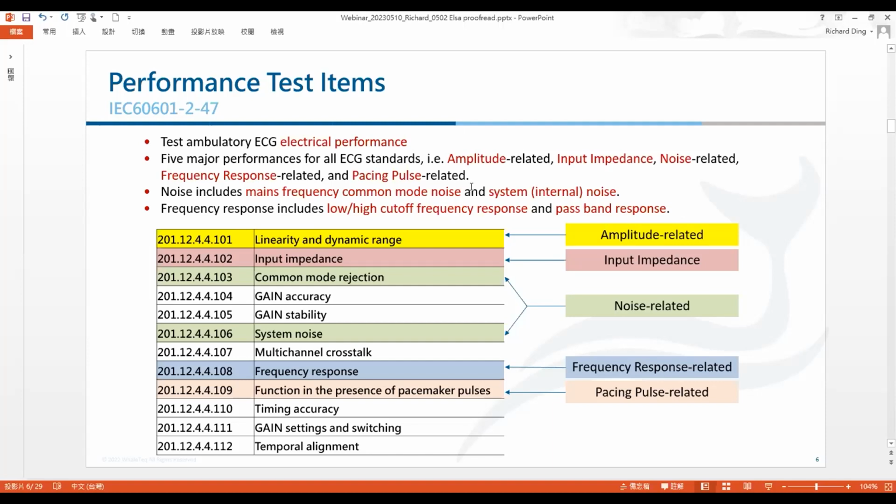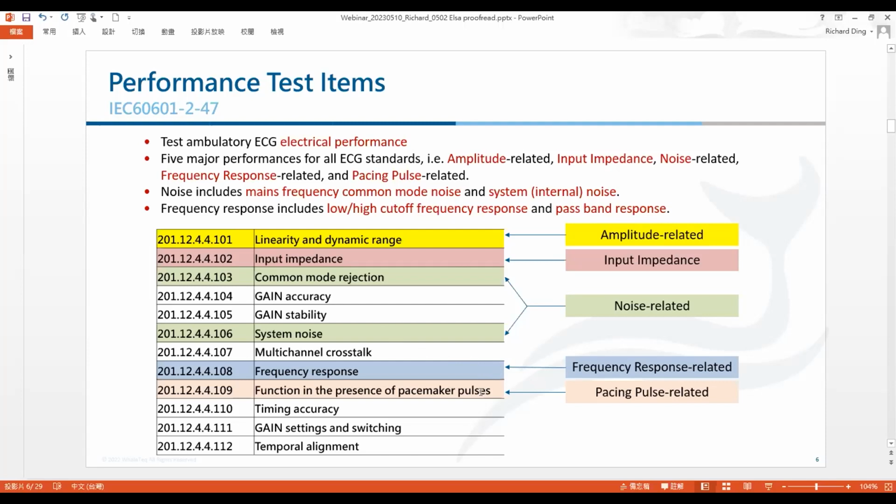The third one is noise related, which has the common mode rejection ratio test and the system noise. System noise means the internal system noise. The fourth one is frequency response related, which includes low cutoff frequency response or high pass filter, the high cutoff frequency response for low pass filter, and passband response. This is the fourth major test item.